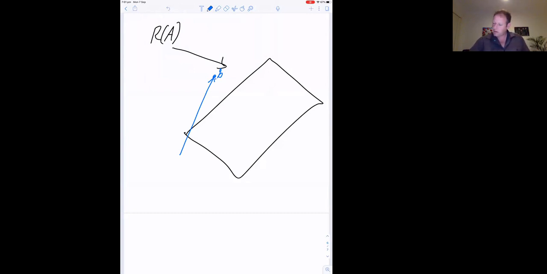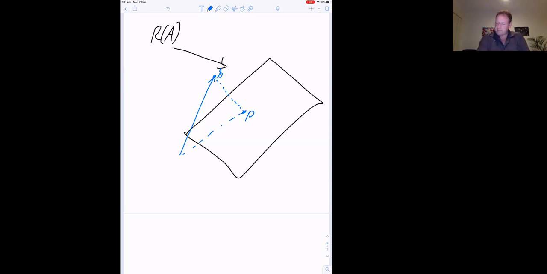So what we want to do is find this point here. We'll call this point P. That's going to be the projection of B onto A.